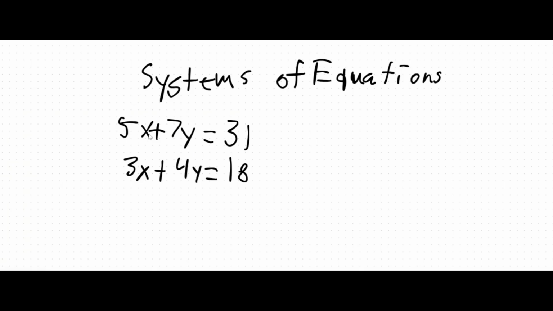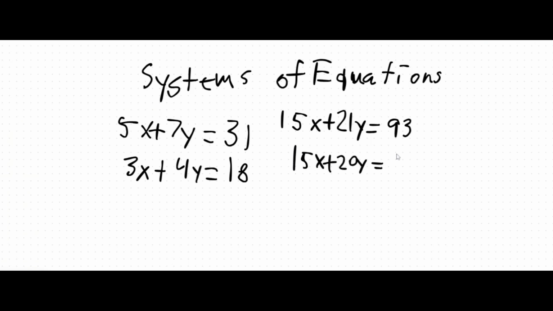Now, since we don't have any common multiples, we have to find the least common multiple of two of these terms. Now, 5 and 3, the least common multiple of them is 15. So we can convert this system of equations into 15x plus something y is something. So let's multiply the first equation by 3. So we get 15x plus 21y is 93. And the other equation we have to multiply by 5. So we get 15x plus 20y is equal to 90.